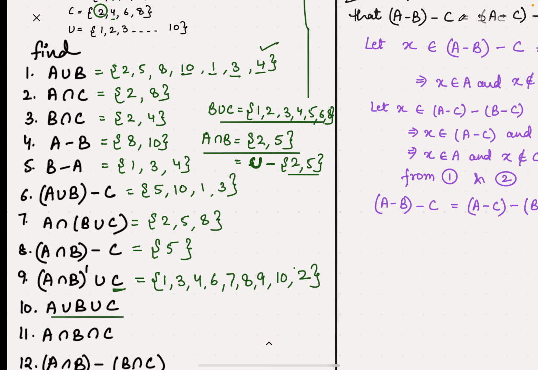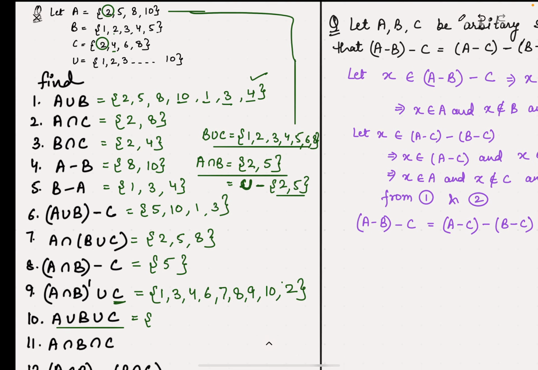Next, union of all the 3 sets. Just write the first set. Firstly 2, 5, 8 and 10. Then the second set: 1, 2 is already there, 3, 4, and 5 is already there. Then check for C. 2 is already there, 4 is there, 6 is not there, and 8 is already present. So this is the union.